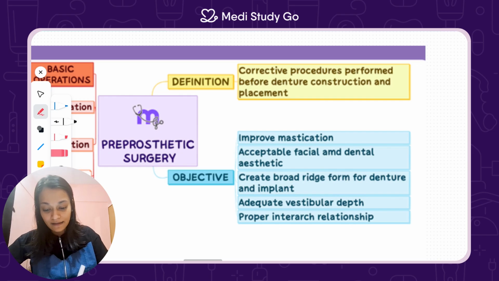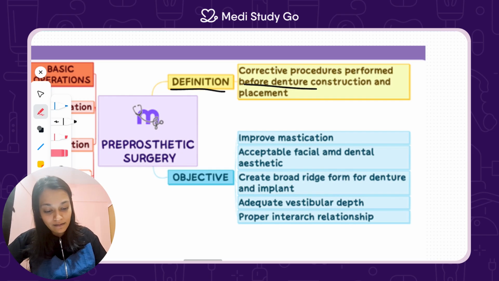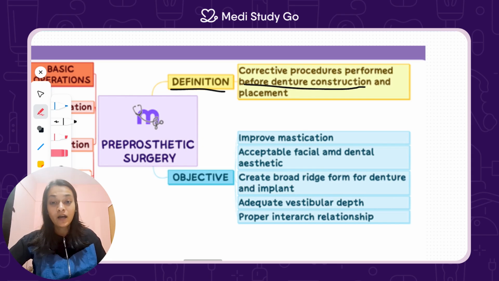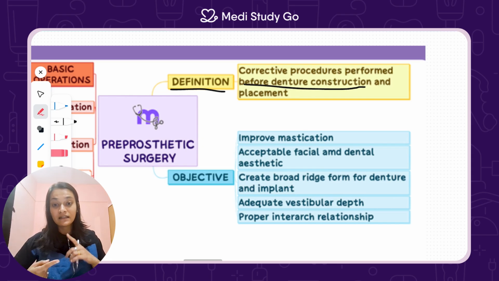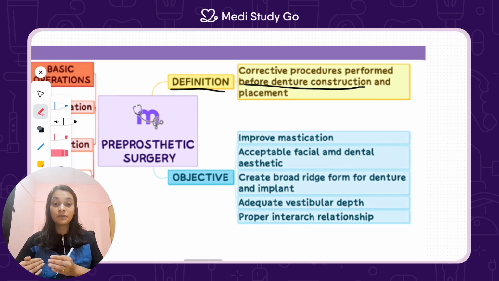It is defined as the corrective procedure that is performed before denture construction and placement. Beforehand, if you see that the depth of the vestibule is not correct, the bone condition is not proper, there are undercuts present, or there is a torus present, all of these need to be corrected beforehand. Not when you want to insert the denture and you realize, oh, now this is hampering. It is not done at the insertion phase, it is done before even taking the impression.